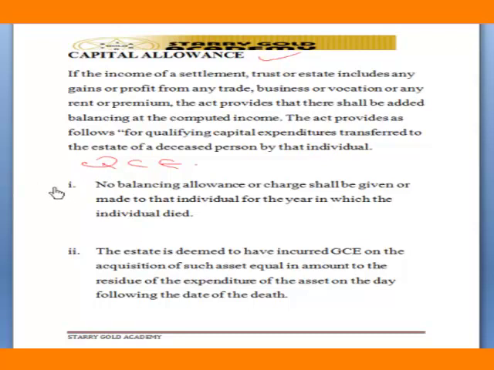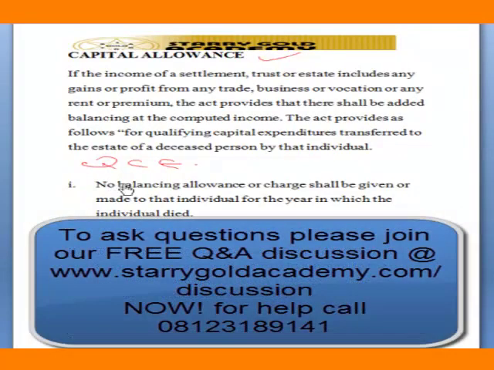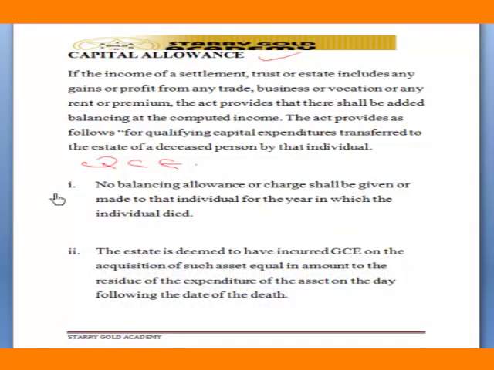Where assets are involved, in tax it is called qualifying capital expenditure, but for easy understanding, let me refer to it as assets here. Where an asset is involved, capital allowance will also be involved. Now, an asset can be transferred.